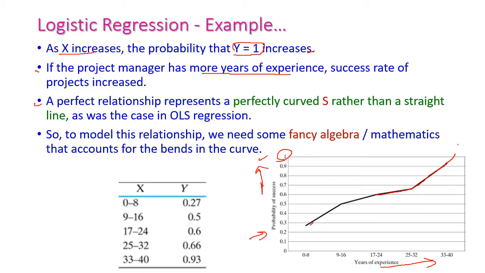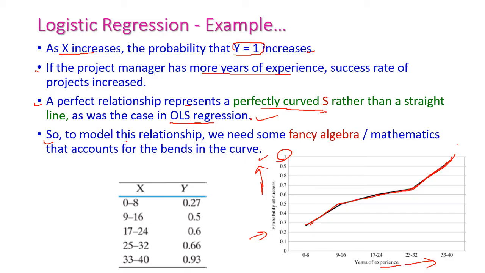Here, the perfect relationship represents a perfect S curve. So this is not a straight line, isn't it? This is not a straight line. This is an S-like curve that we will get in logistic regression.